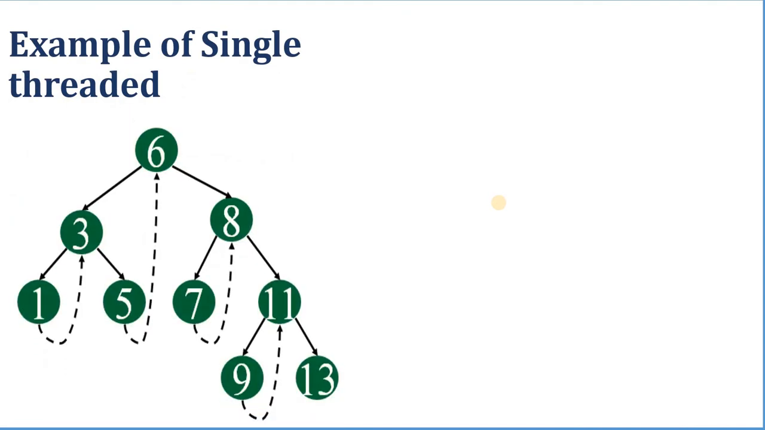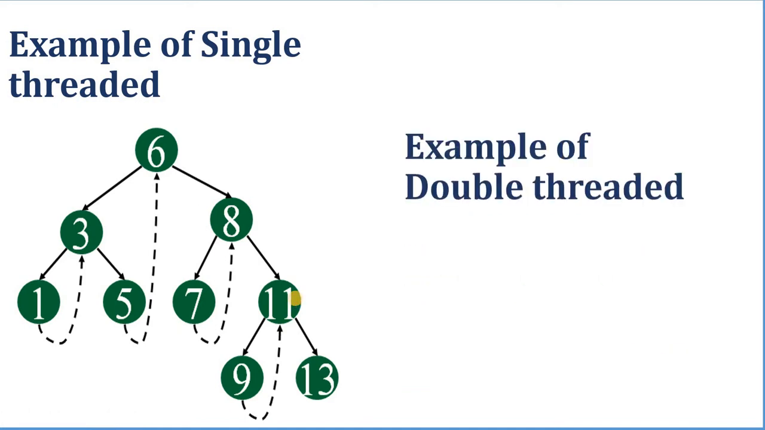Let us see an example of a single threaded binary tree. So here are the null entries at node 1. Only the right entry is pointing to the in-order successor. So the right pointer of 1 is pointing to the in-order successor, that is 3. The 5 is pointing to 6. 7 is pointing to 8. 9 is pointing to 11. This is an example of a single threaded binary tree.